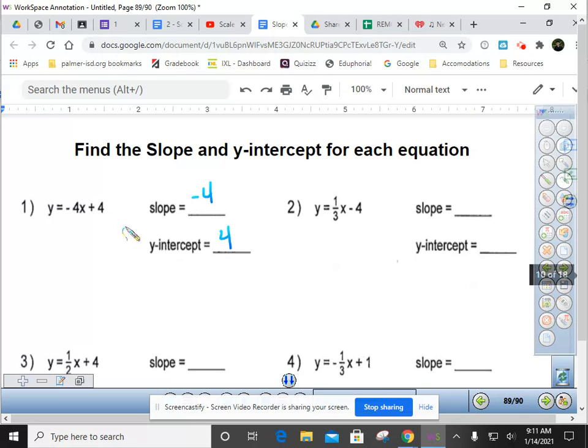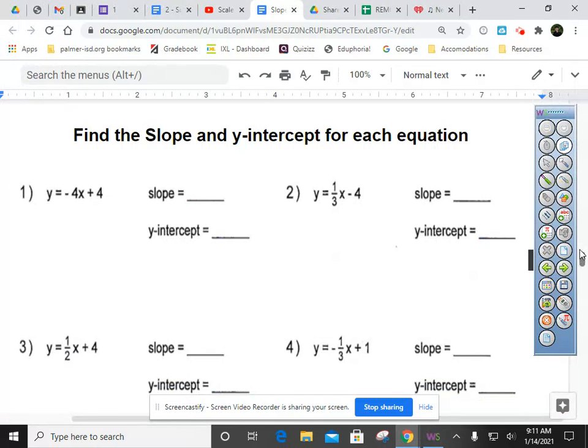So what's the slope in number two? -4. Right? What's the slope in number two? 1/3. And what is the y-intercept? -4. Good, thank you. This is easy. I told you. Do the rest of them by yourself.